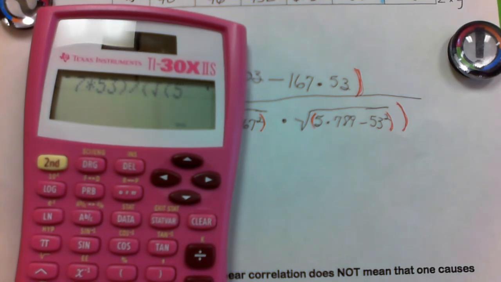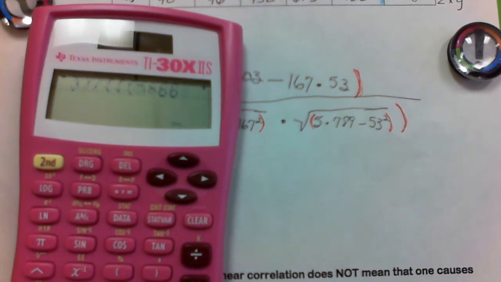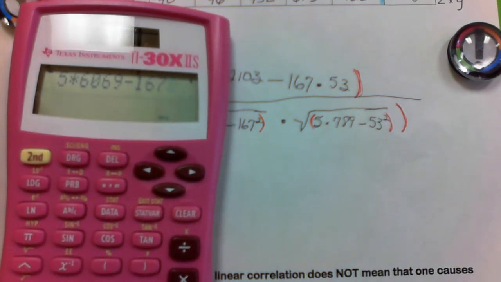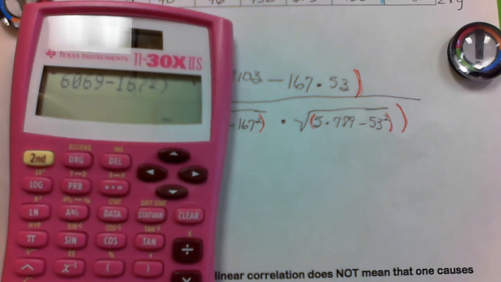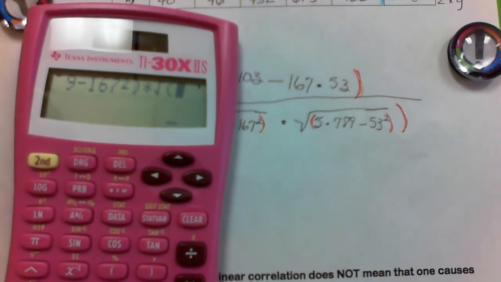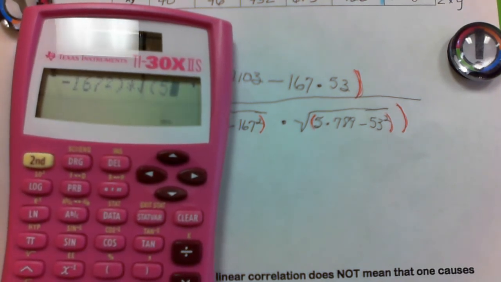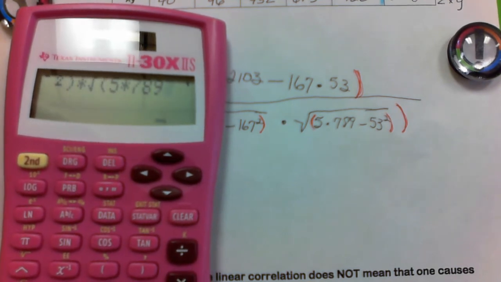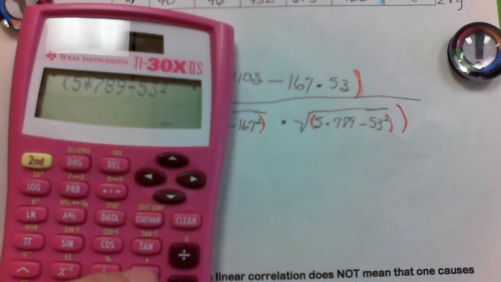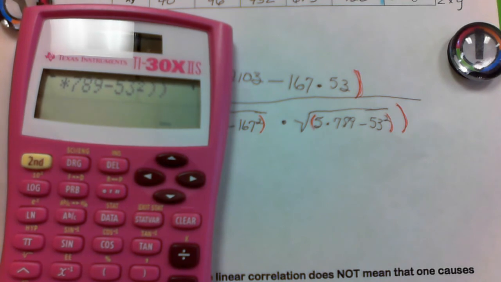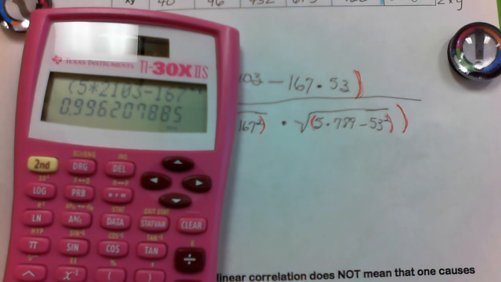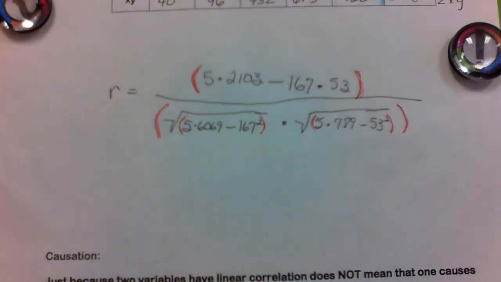Then you're going to do 5 times 69 minus 167 squared, so I'm going to push the x squared button, and then I close that radical, and then I push times, then I open a second radical, and we have 5 times 789 minus 53 to the second power, close the second radical, close the denominator, then push equals. And we get 0.996207885.